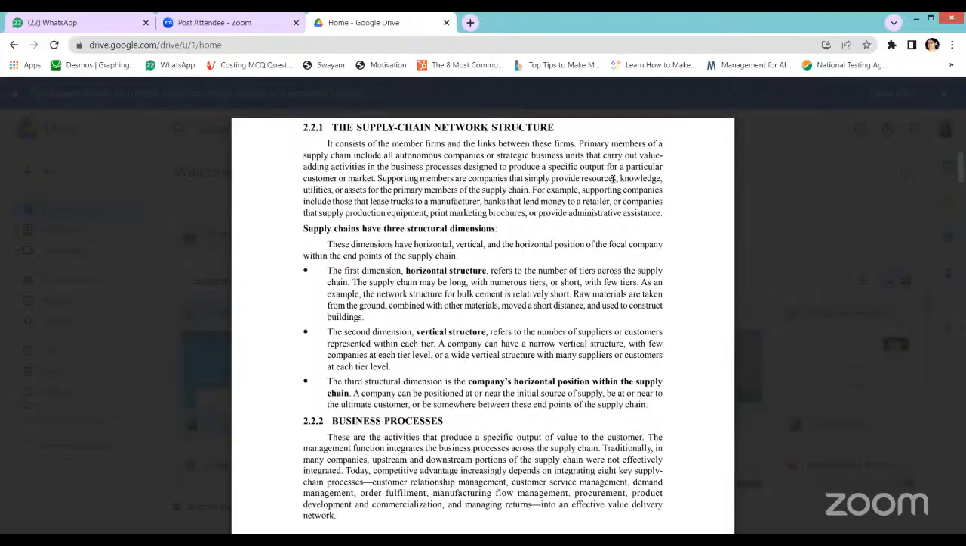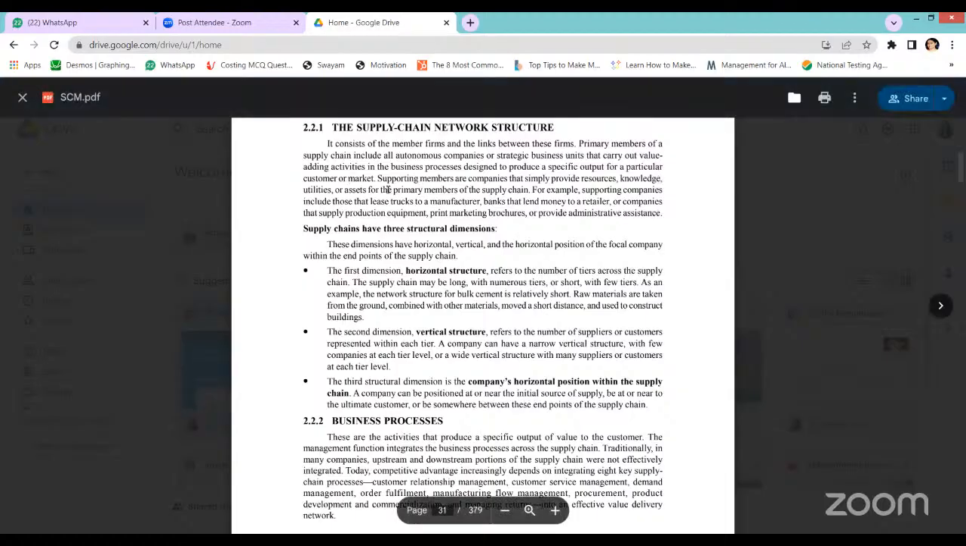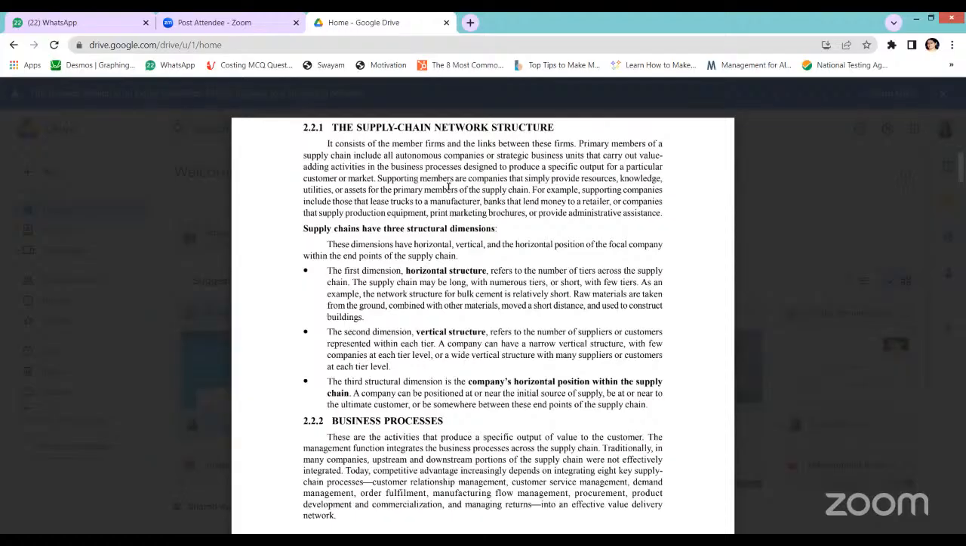Companies that simply provide resources, knowledge, utilities, or assets for the primary members. Take the manufacturer as the primary member; supporting members are the companies which provide the resources, like suppliers and the knowledge, utilities, or assets: suppliers of raw materials, suppliers of assets, suppliers of software, suppliers of human resource. All this comes under the supporting members.